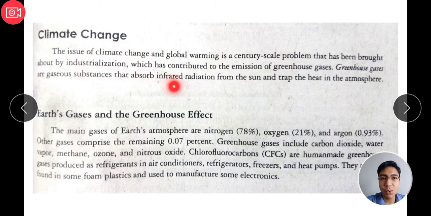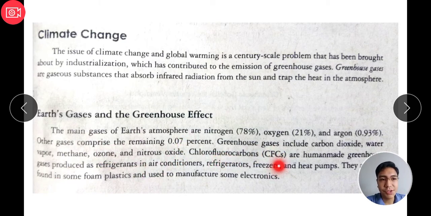Okay, they can absorb infrared radiation, natatrap sila, imbes na they can freely move out of the Earth's atmosphere. So, just review lang, no? Our Earth's atmosphere: nitrogen 78%, 21% oxygen, and 0.93% argon. Yung natitira, na 0.07, others na yun.